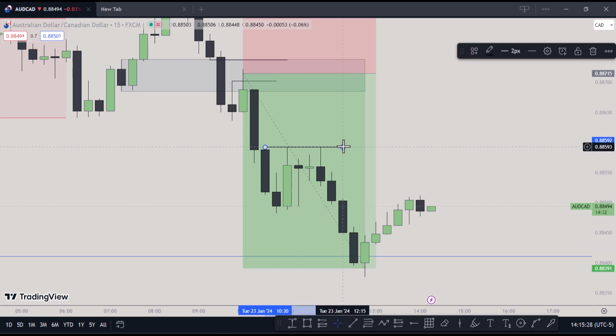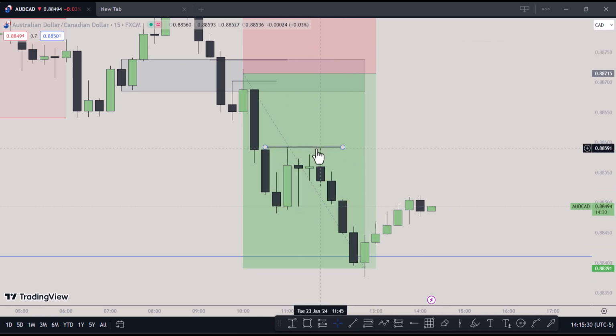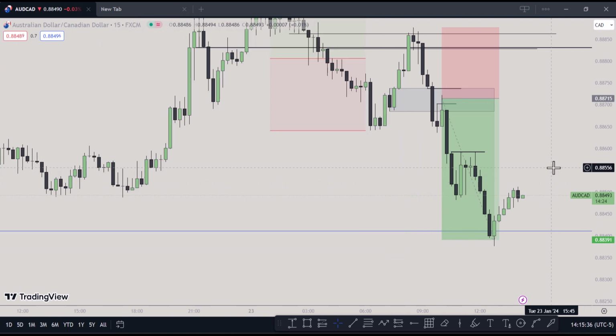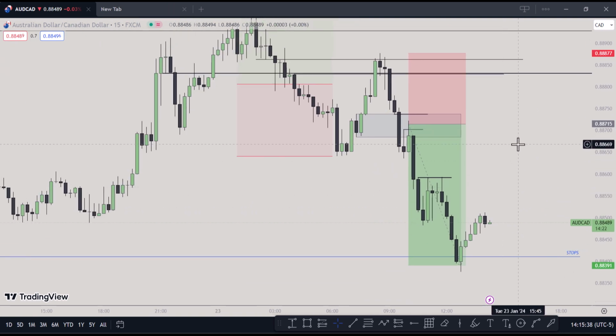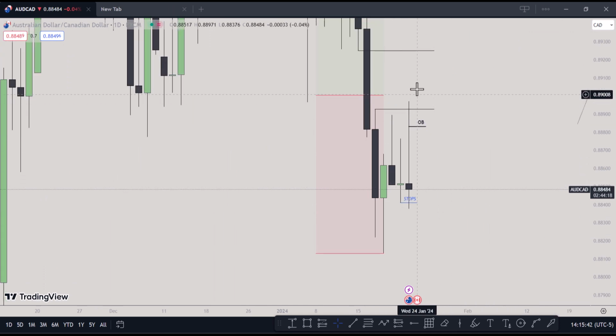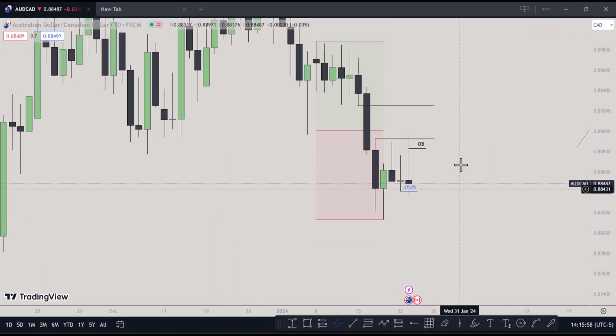So as you can see, price tapped into that fair value gap, took that high, and then rejected to the downside. So the same thing that happened on the daily time frame, it happened on the lower time frames. Of course, on the higher time frame, it has a different use case. So on the higher time frame, you can build your buys based on that, and on the lower time frame, you can get a better RR.